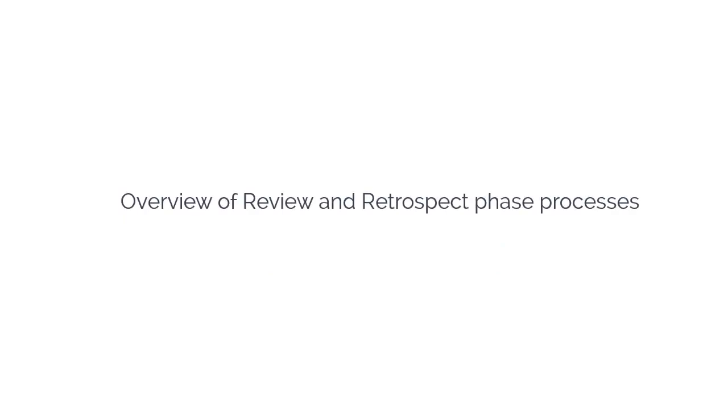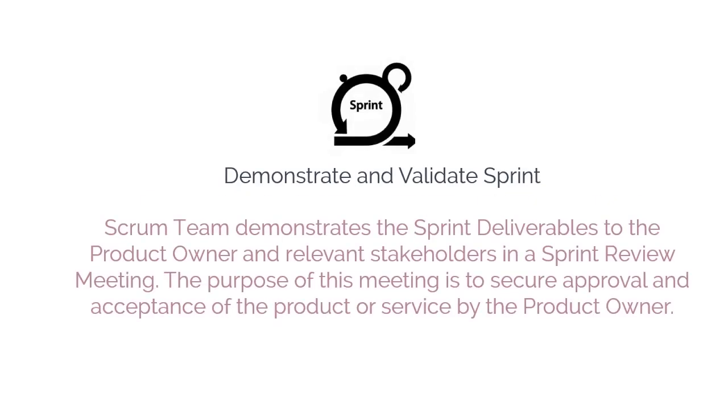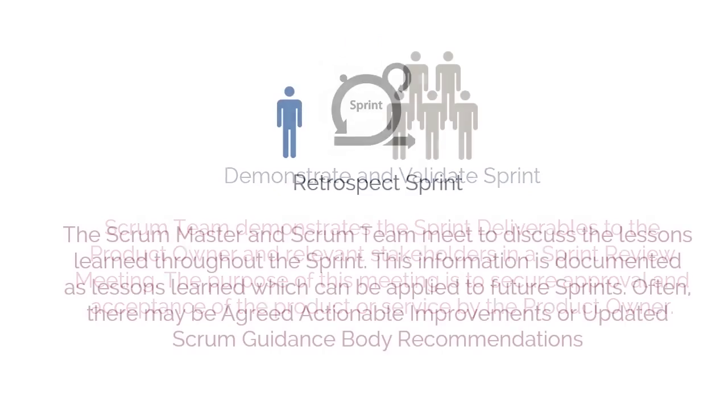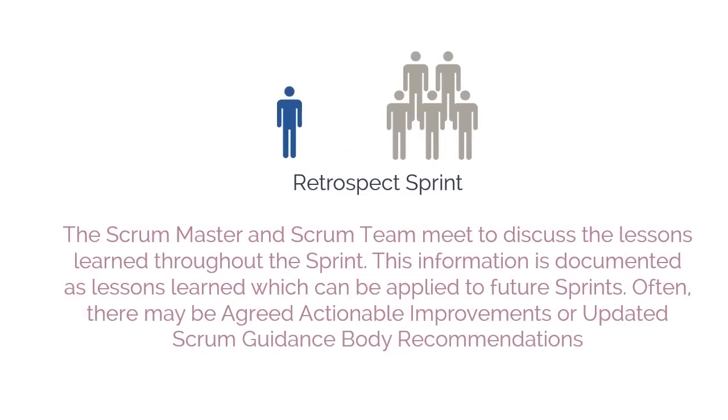Moving on. Let's now have an overview of the review and retrospect phase processes, which are as follows. First of all, we will be talking about demonstrate and validate sprint. In this process, the Scrum team demonstrates the sprint deliverables to the product owner and relevant stakeholders in a sprint review meeting. The purpose of this meeting is to secure approval and acceptance of the product or service by the product owner. The next process is retrospect sprint.